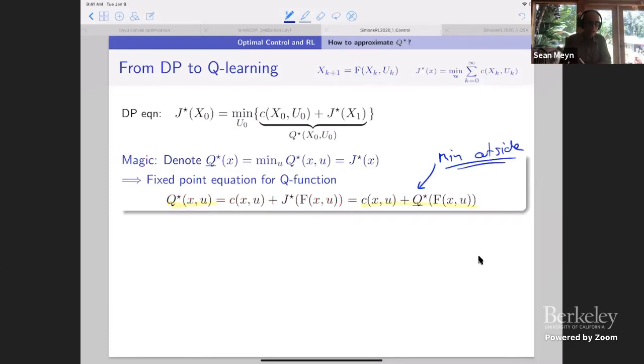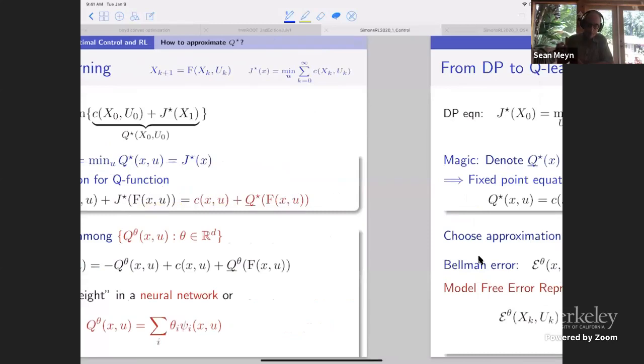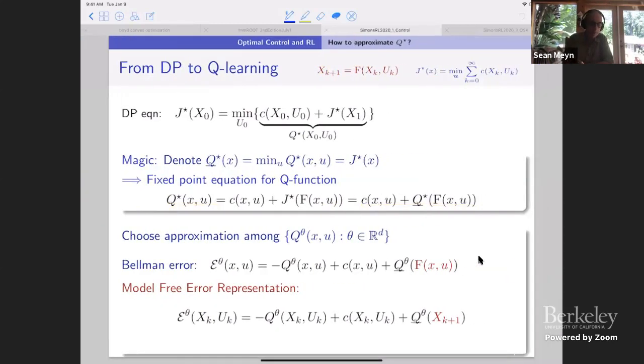Here, the minimum is outside of the expectation. Having the minimum outside of this expression makes using Monte Carlo methods very difficult. And Chris Watkins, maybe Rich Sutton had something to do with it, the genius of introducing the Q function is right there. And as he pointed out, Q could be anything. It all becomes model free.